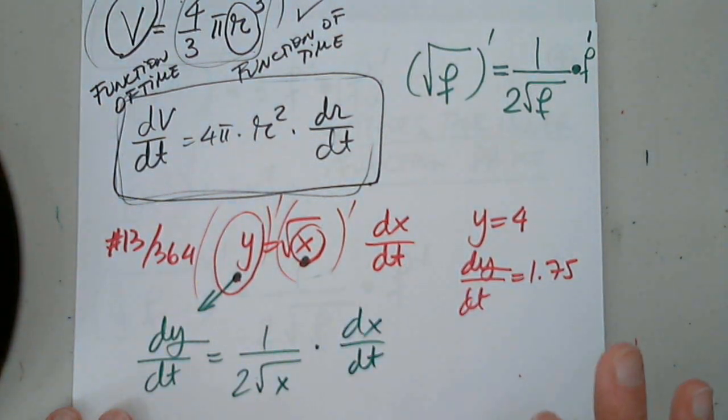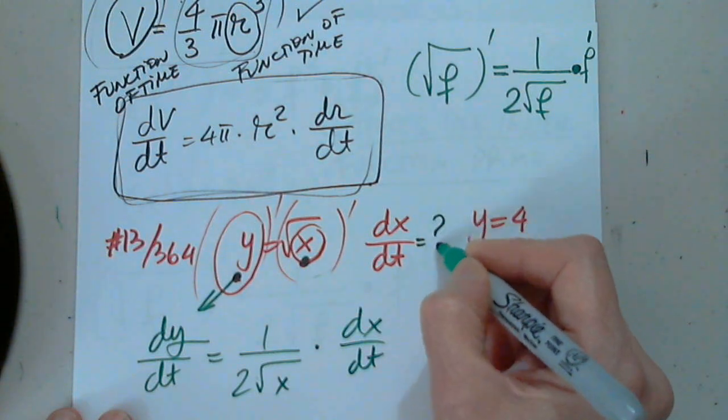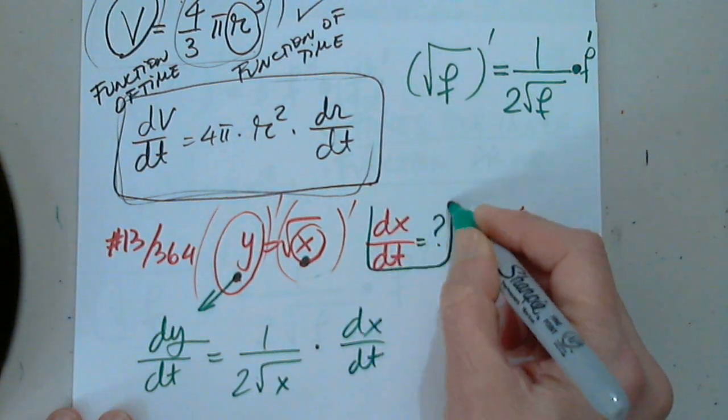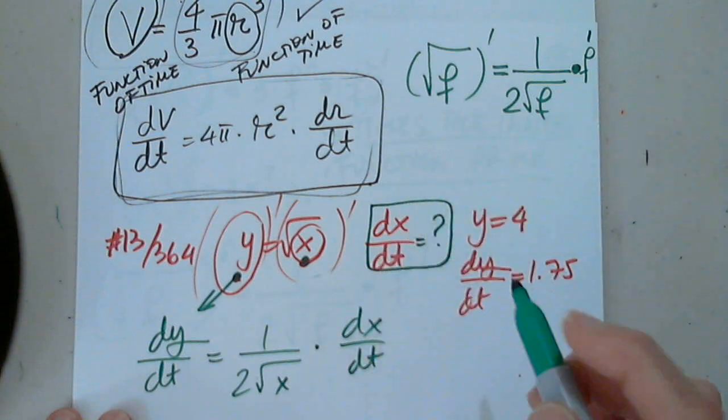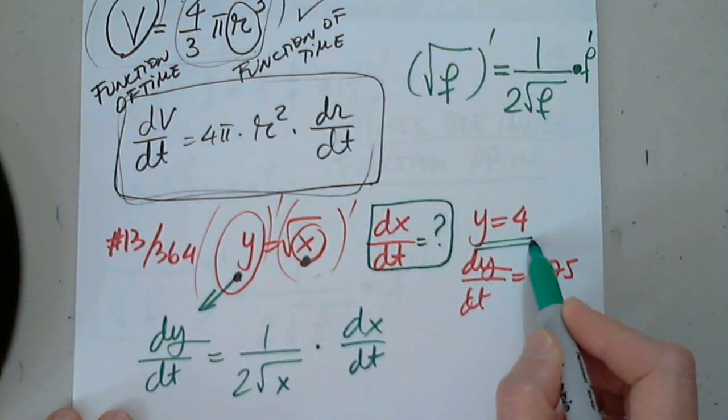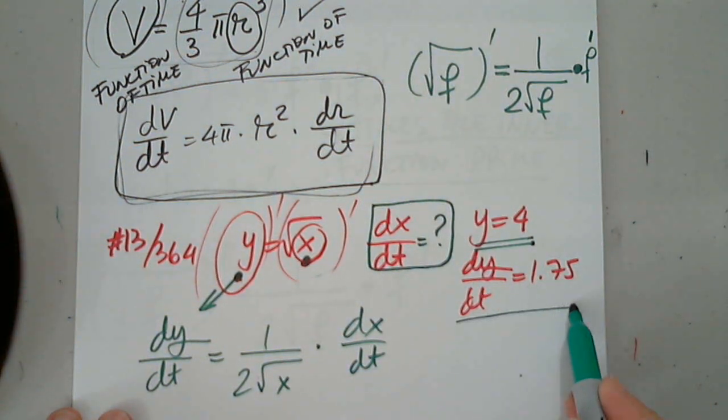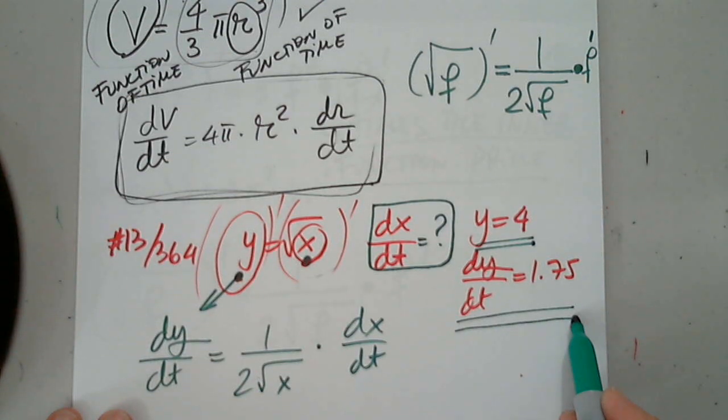Awesome. So now they're asking us to find this, given that y is 4, dy over dt is 1.75.